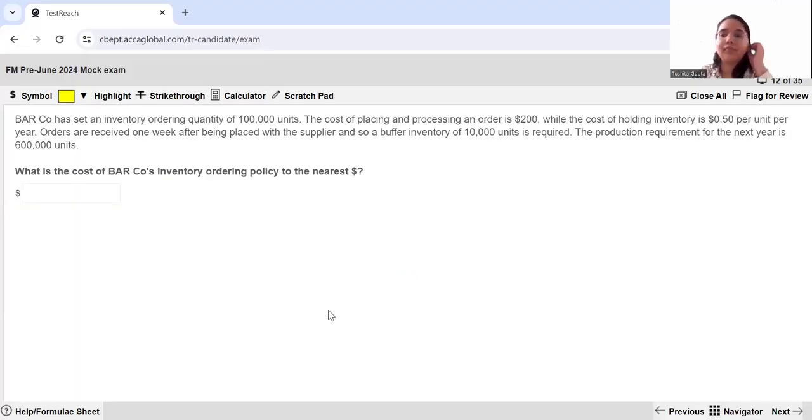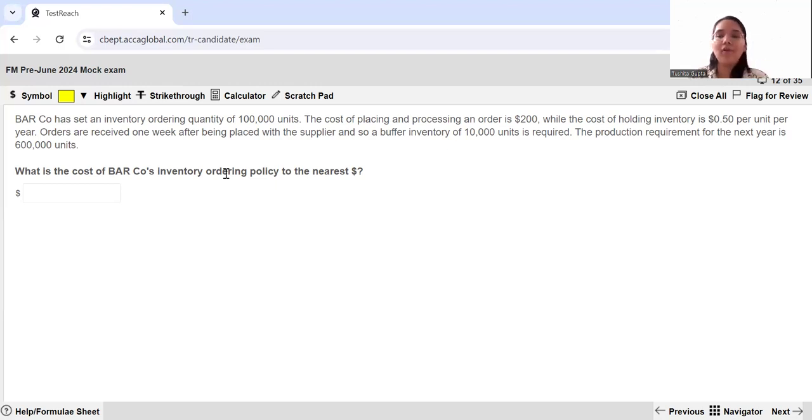Moving ahead, this is question number 12. Bar company has set an inventory ordering quantity of 100,000 units. The cost of placing and processing an order is $200, while the inventory holding cost is 50 cents per unit per year. Orders are received 1 week after being placed with the supplier, so a buffer inventory of 10,000 units is required. The production requirement for the next year is given to you as 600,000 units. Now you have to find out the cost of bar company's inventory ordering policy.